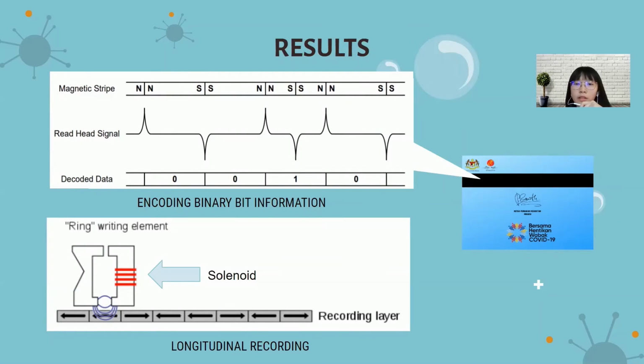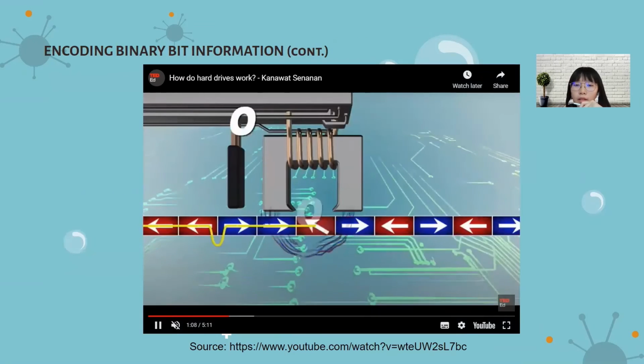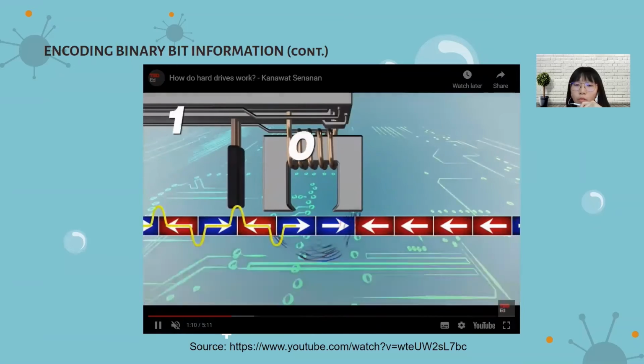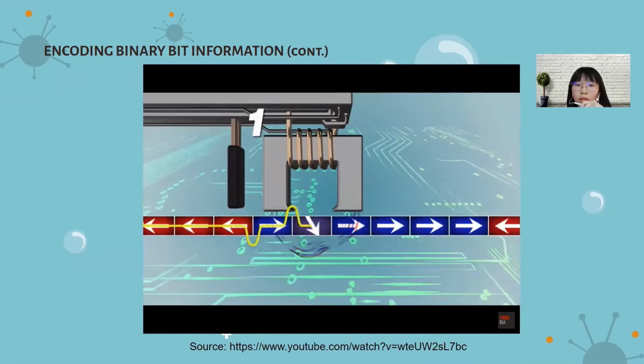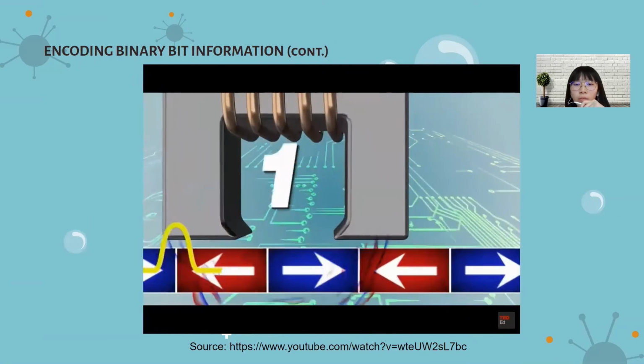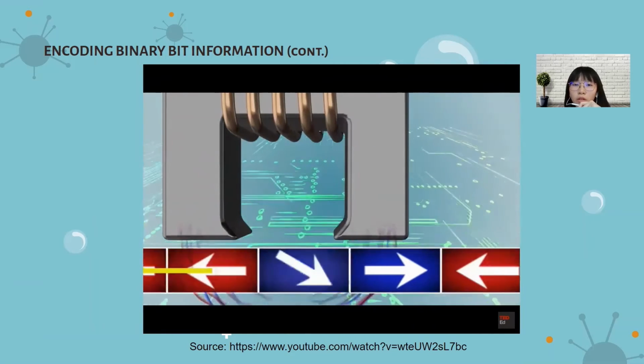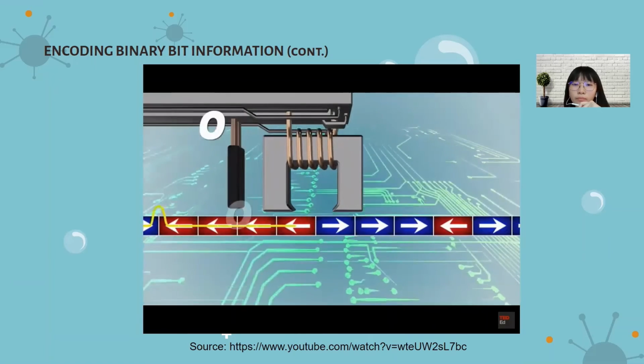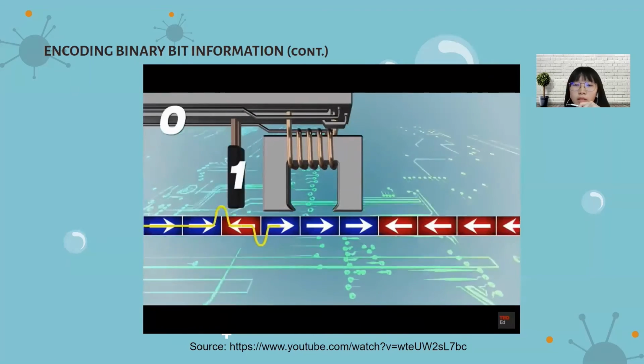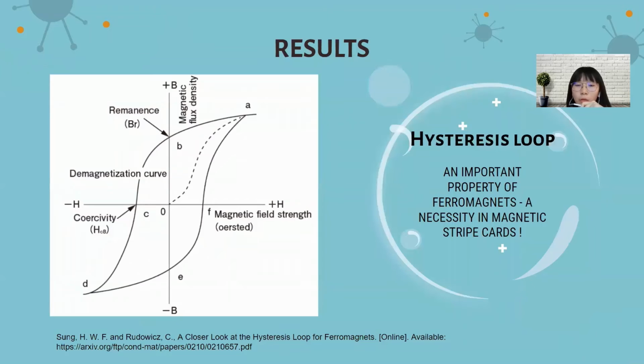Bits are encoded serially on the magnetic stripe using a series of magnetic flux transitions through longitudinal recording. Data is written onto the card by converting a string of bits into electrical current fed through an electromagnet. This magnet generates a field to change the direction of the metal grains' magnetization. Then, the information is decoded. The second result from our survey that we would like to highlight is the property of ferromagnets.